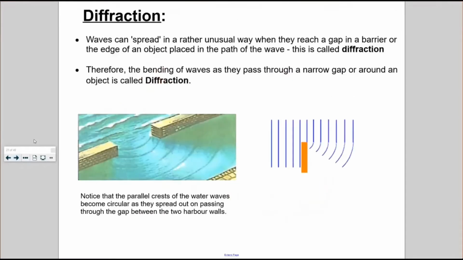Now let's take the next topic, which is diffraction. Waves have this property of spreading out. Waves can spread in a rather unusual way when they reach a gap in a barrier or the edge of an object placed in their path. This is called diffraction, right? So even if you place an object, the waves can travel around it. This kind of bending of the waves is called diffraction.